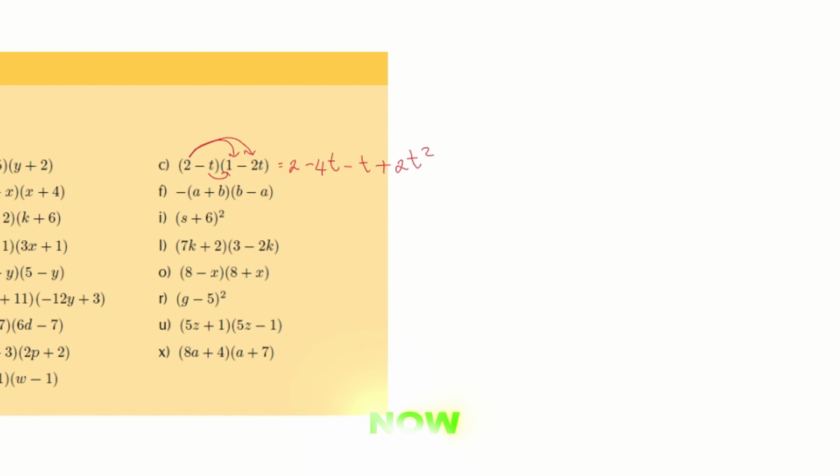Now, my next step is to look for like terms. So I have negative 4t and I'm subtracting 1t, negative 5t. So my answer here is 2 minus 5t plus 2t squared. And there's my first one done already, just like that.